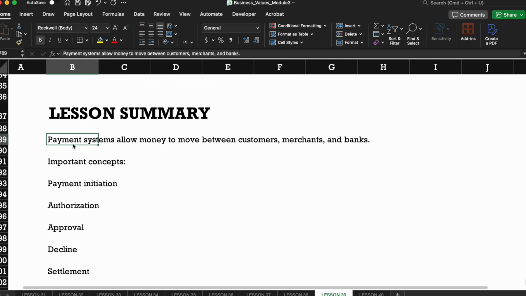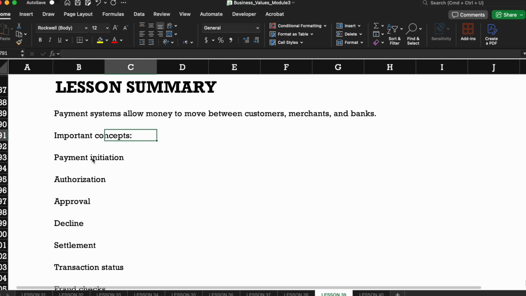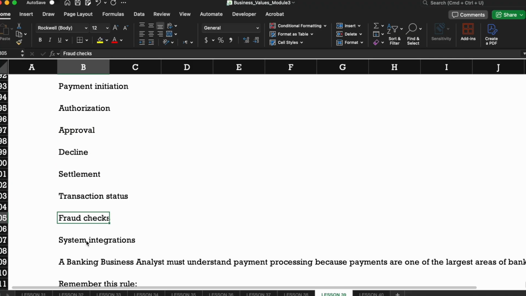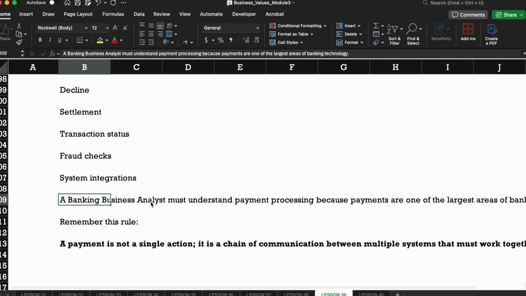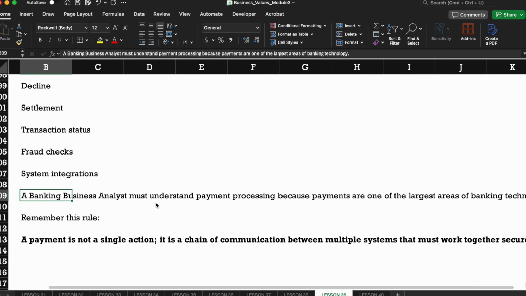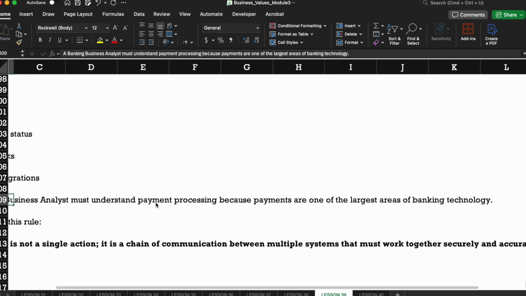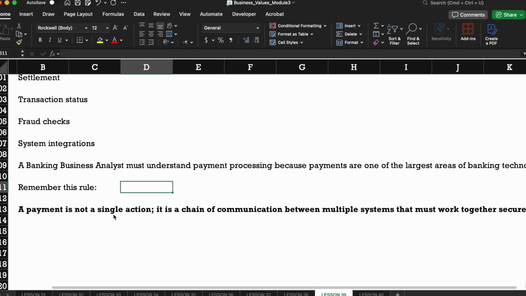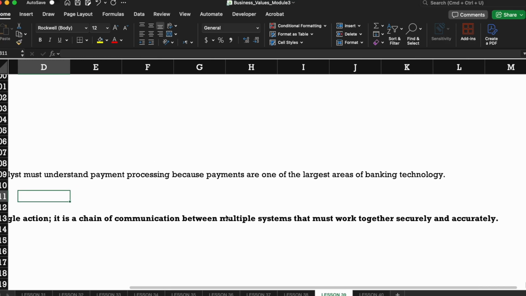Lesson summary: payment systems allow money to move between customers, merchants, and banks. Important concepts: payment initiation, authorization, approval, decline, settlement, transaction status, fraud checks. System integration: a banking business analyst must understand payment processing because payments are one of the largest areas of banking technology. Remember this rule: a payment is not a single action, it's a chain of communication between multiple systems that must work together securely and accurately.